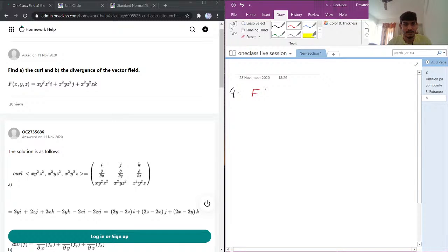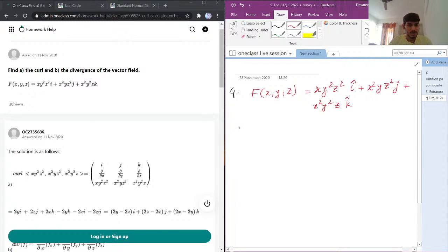Let's write the vector field. The vector field depends upon 3 variables. It is x y squared z squared i cap. I usually write unit vectors using a cap, so it is easy for me to distinguish between the actual variable and the unit vector. Then we have x squared y z squared j cap plus x squared y squared z k cap.